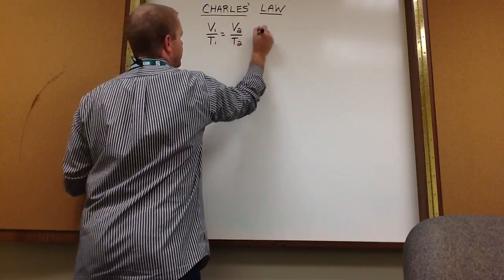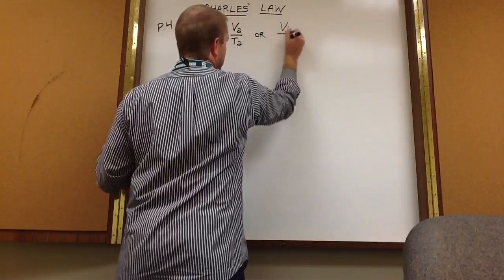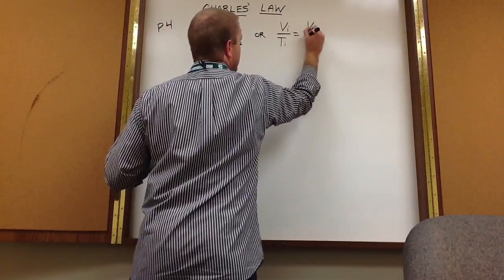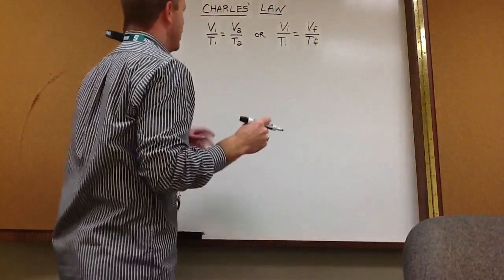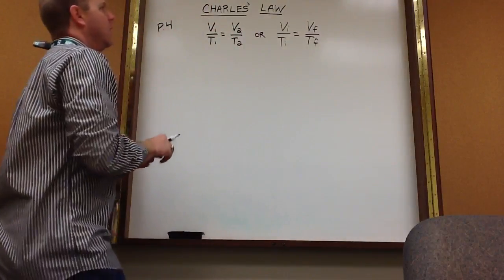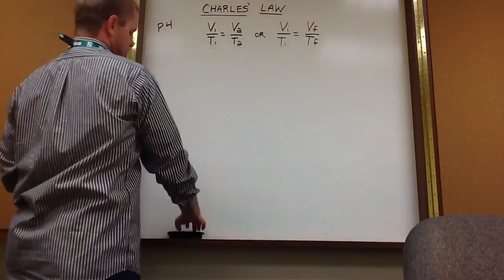Now, some people refer, just like I told you with Boyle's Law, to V initial over T initial equals V final over T final. It does not matter as long as you put the initials here and the finals there. Call them 1 and 2, call them A and B for all I care. But that is the relationship.